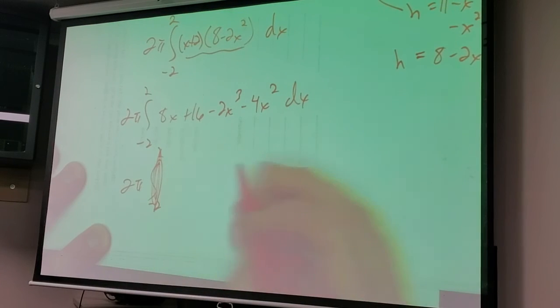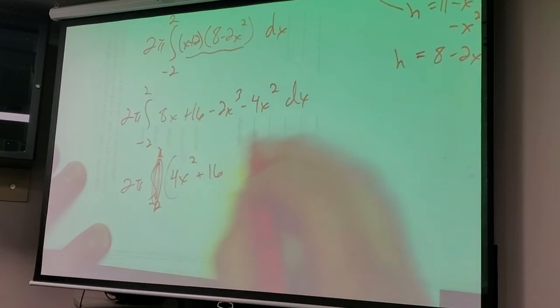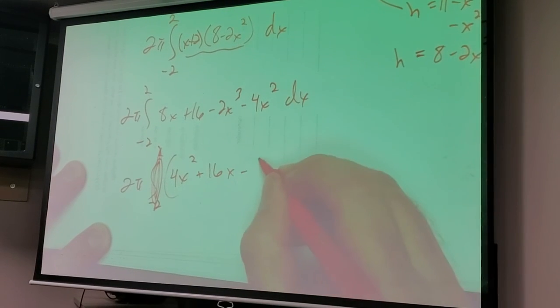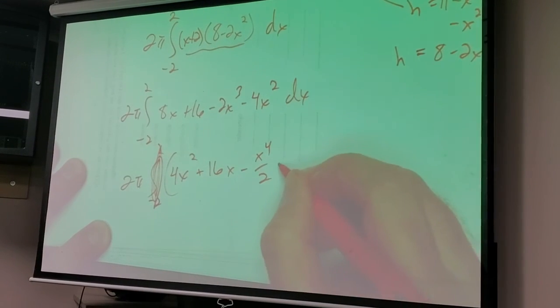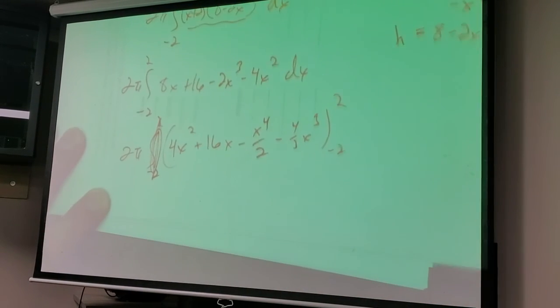There's no like terms. So the antiderivative is 4x squared plus 16x minus 1/2 x to the 4th minus 4/3 x cubed, from negative 2 to 2, and then who cares?